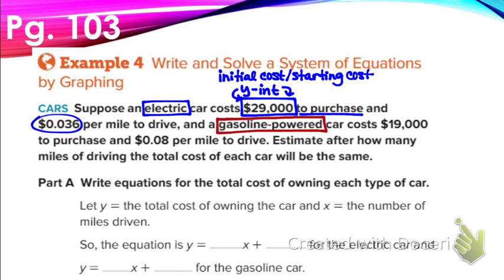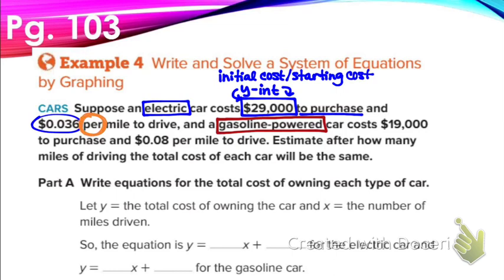What is this information that they've given me here? We said that $29,000, that's the initial or the starting cost. That's my y-intercept. That's my slope. How do we know that this is the slope? There's a key word that gave it away. Per.